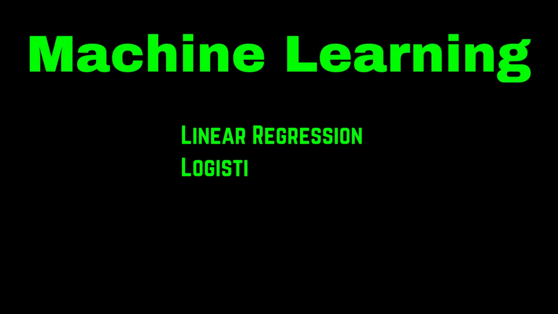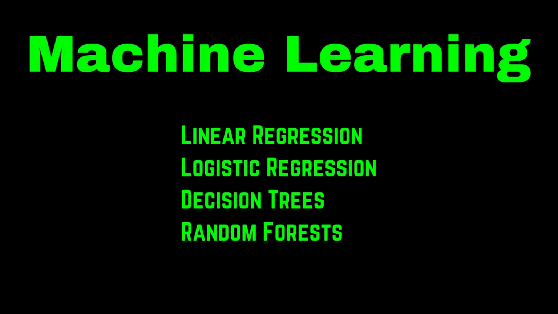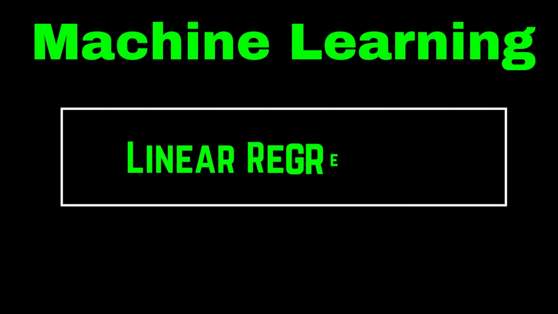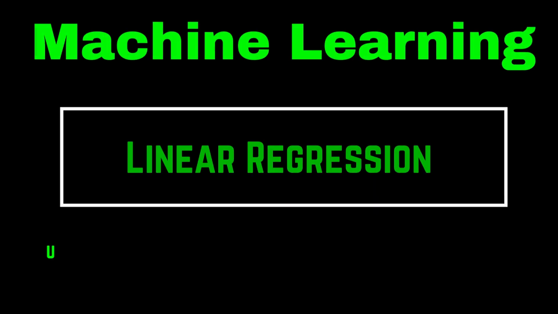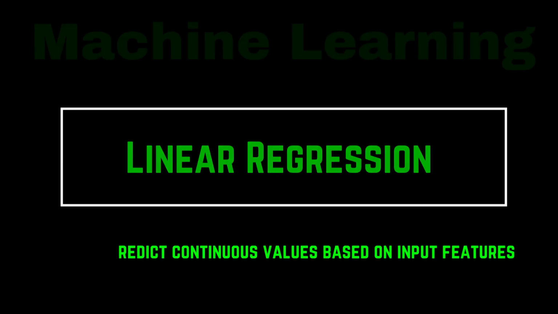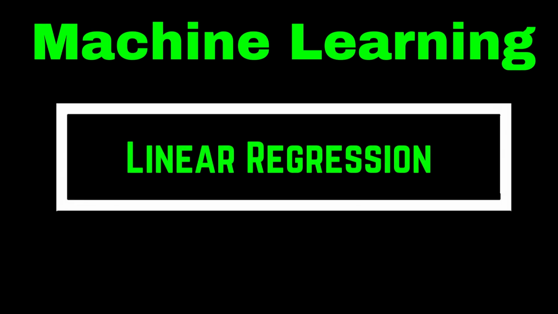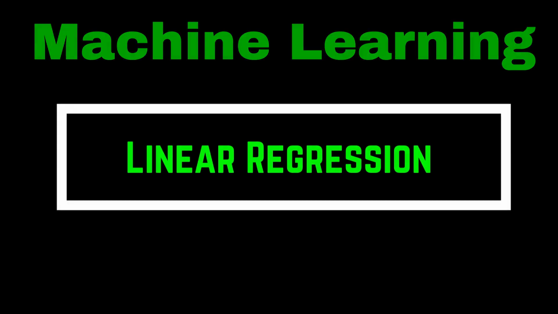Machine learning is another important part of data science. Here, you need to have a solid understanding of some advanced concepts like linear regression, logistic regression, decision trees, and random forests. Linear regression is a machine learning algorithm used to predict continuous values based on input features. Linear regression works by finding the line of best fit through the data points.